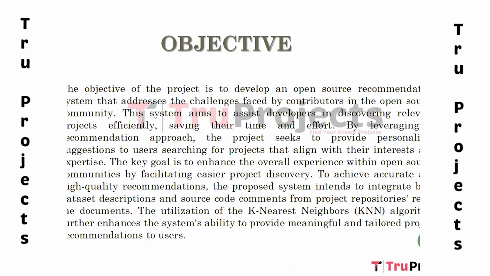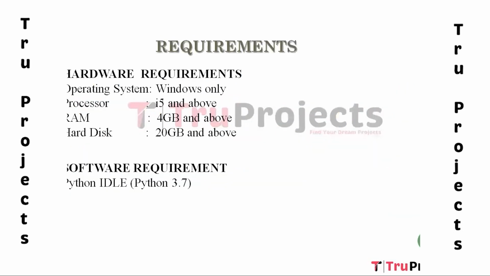The proposed system achieves precise and high quality recommendations by integrating both dataset descriptions and source code comments from project README files. Leveraging the k-nearest neighbor, which is KNN algorithm, further amplifies the system capability to provide relevant and individualized project suggestions to users. These are the requirements for execution.